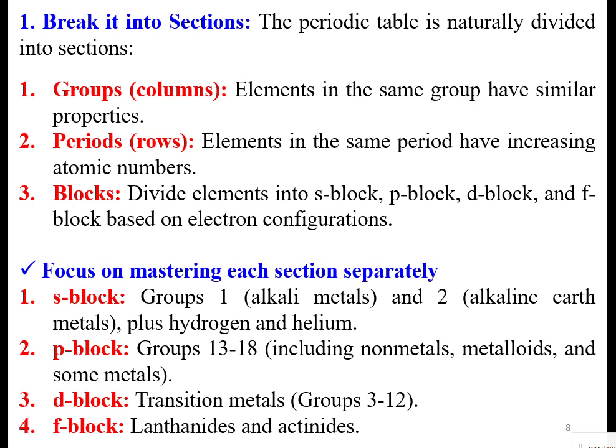These group elements are called S block elements. And P block elements are dumbbell shape, and the groups are 13 to 18, including non-metals, metalloids, and some metals. D block elements, how can we easily remember? Transition metals, groups 3 to 12. Then F block, D block are double dumbbell shape and transition metals, and F block elements are very complex in nature in the periodic table. Those are the lanthanides and actinides.